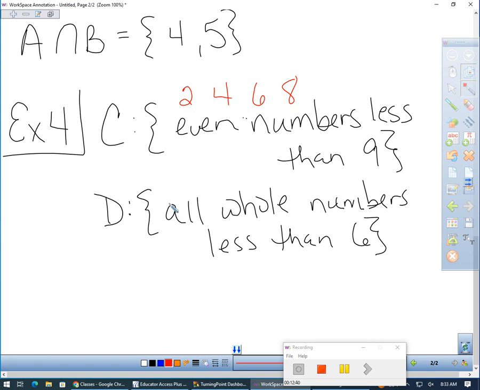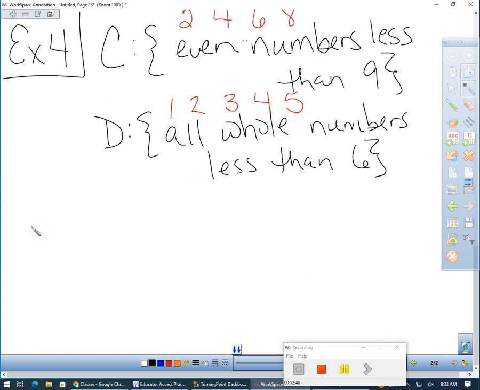Okay, down here for D, it's all whole numbers less than 6. Remember, a whole number is your counting numbers. So we would start at 1, 2, 3, 4, 5. Do I count 6? No, it says less than 6, doesn't it? Okay, so now that I have that, I want to know C union D.